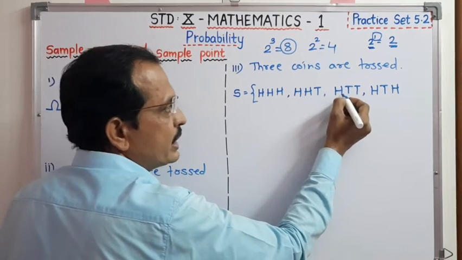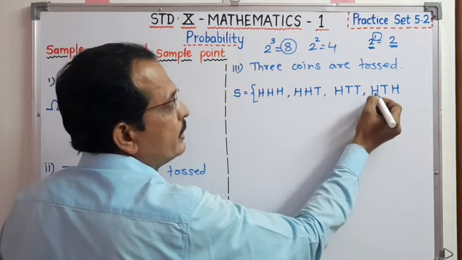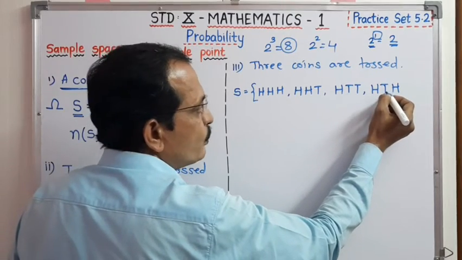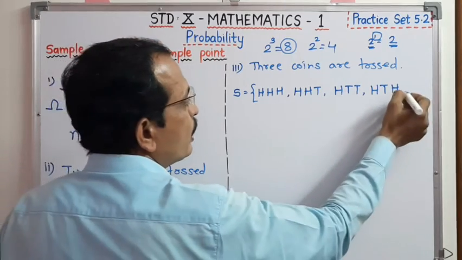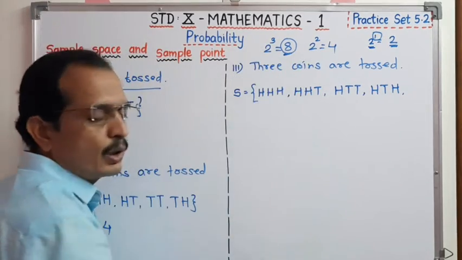Now dear students, see, all 3 are heads. First 2 are heads and the third one is a tail. Here first is H and the second two are T, and here first one is H, second will be T, and the third will be H. These 4 are completed. Now we know that there are 8 sample points.